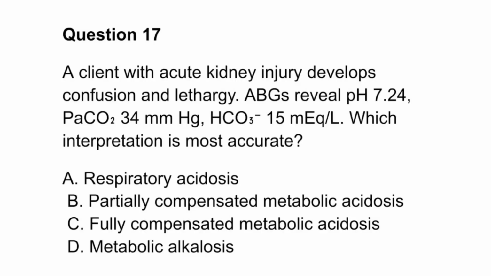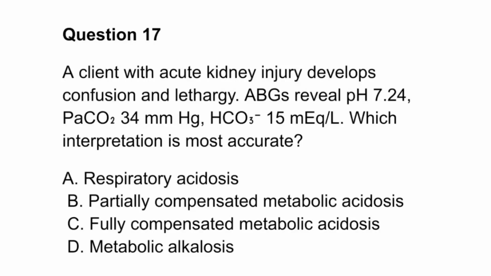Question 17. A client with acute kidney injury develops confusion and lethargy. ABGs reveal pH 7.24, PaCO2 34 mm of mercury, HCO3 15 milliequivalent/L. Which interpretation is most accurate? A. Respiratory acidosis. B. Partially compensated metabolic acidosis. C. Fully compensated metabolic acidosis. D. Metabolic alkalosis.